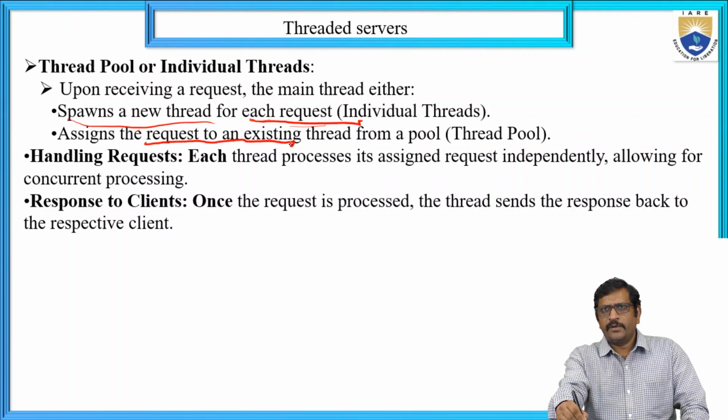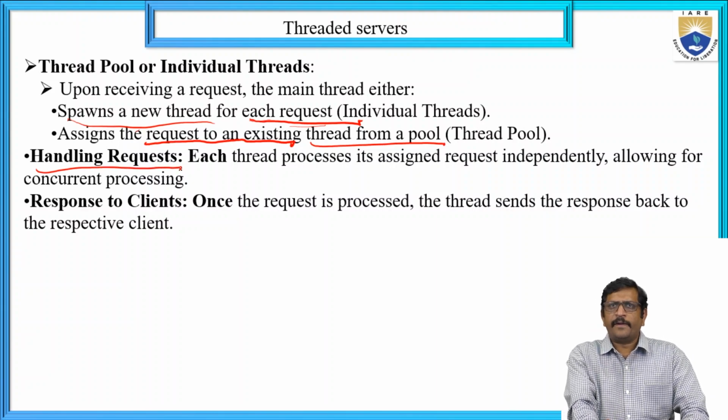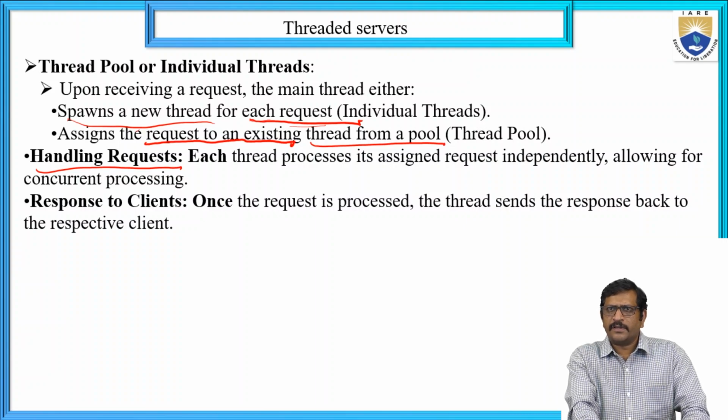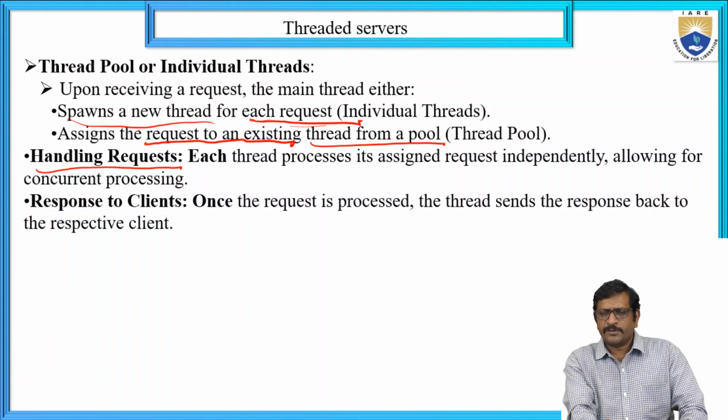Whatever request we have received, from the pooled threads, that can be assigned for processing and executing. Handling requests means each thread processes its assigned request independently, which allows for concurrent processing. Once the request is processed, the thread sends the response back to the respective client. From whichever client we have received the request, that respective client will be responded to. That is the response to the client.